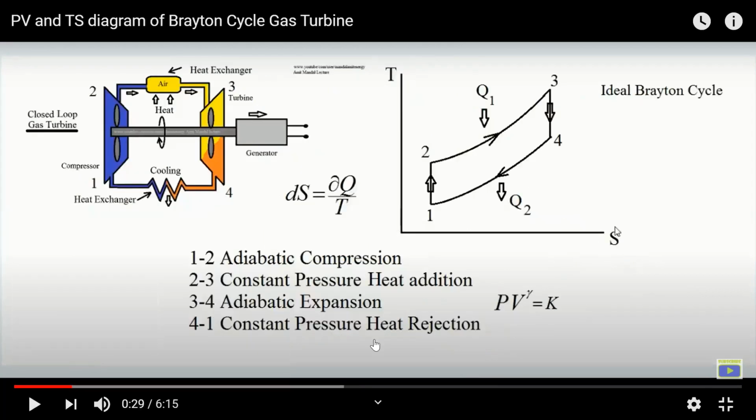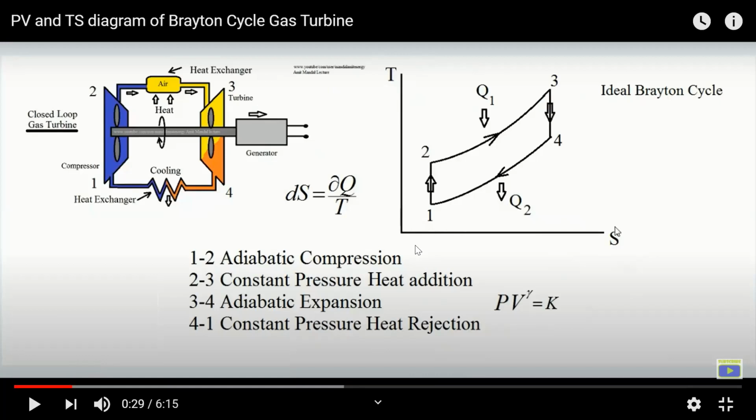So in the TS diagram we are having the process of 1 to 2. What is it? Adiabatic compression, meaning entropy is the same here. In the PV diagram we took the curve going to the top, but here we are showing it as a constant entropy process. And here 2 to 3 is constant pressure heat addition. The horizontal line is coming in the PV diagram.